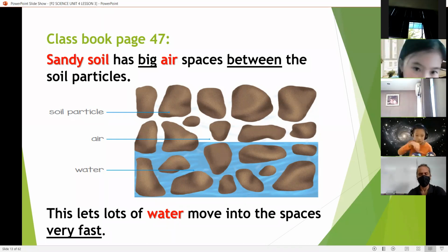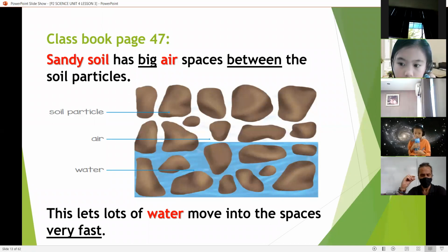So sandy soil will hold very little water, because the water will move through the sandy soil very fast.